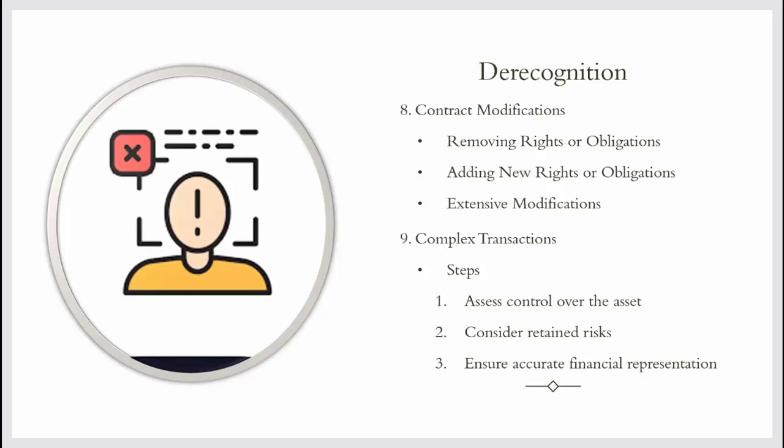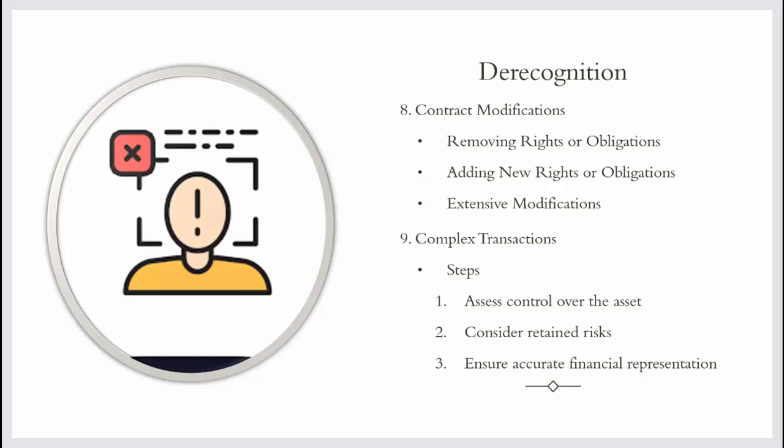Extensive modifications. If the contract changes significantly, it might be necessary to treat the change as creating new assets or liabilities and derecognize the old ones. For example, if a lease contract is modified to change the leased asset, the company might need to recognize a new lease asset and liability.